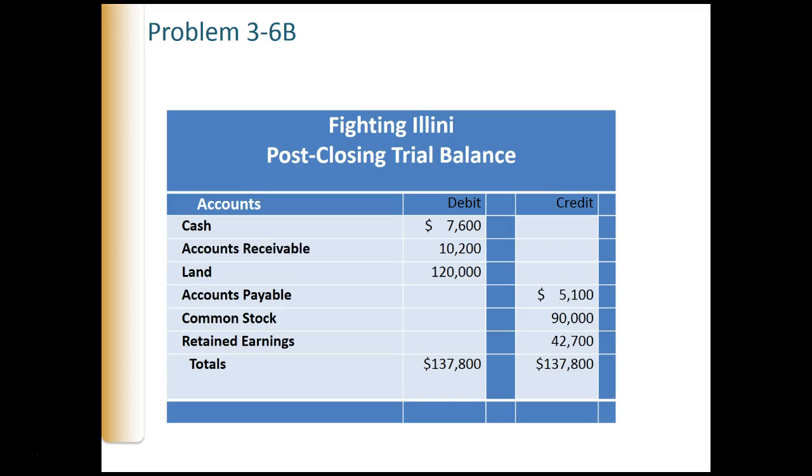You'll be able to see all of these figures are the same as the adjusted trial balance, apart from there being no temporary accounts anymore. Our temporary accounts have gone right into our retained earnings. So once we have the post-closing trial balance, which only consists of permanent accounts, we're ready to begin the next year. That ends it for Chapter 3.